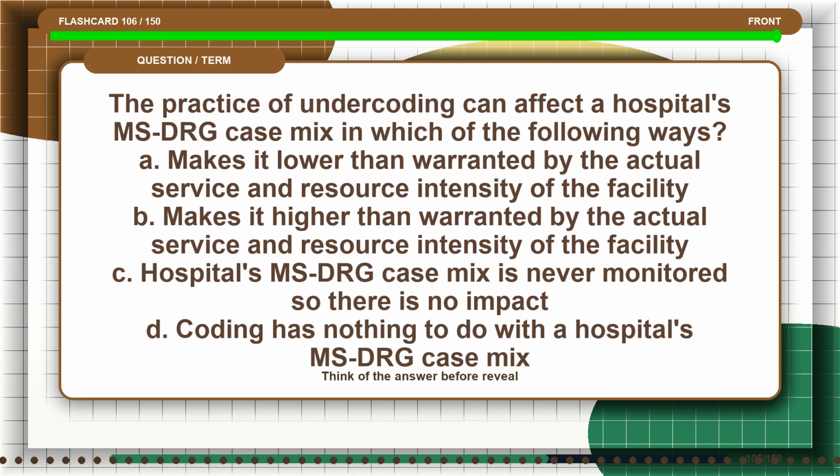Flashcard 106. The practice of undercoding can affect a hospital's MS-DRG case mix in which of the following ways? A. Mix it lower than warranted by the actual service and resource intensity of the facility. B. Mix it higher than warranted by the actual service and resource intensity of the facility. C. Hospital's MS-DRG case mix is never monitored, so there is no impact. D. Coding has nothing to do with the hospital's MS-DRG case mix. Think of the answer before the reveal.